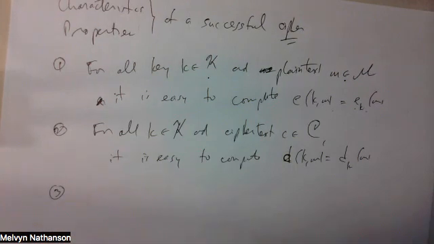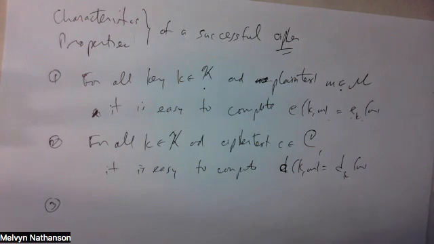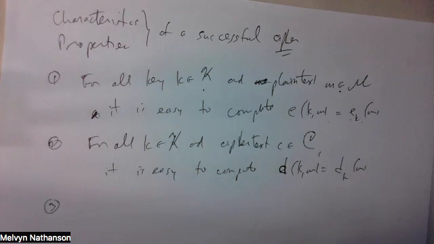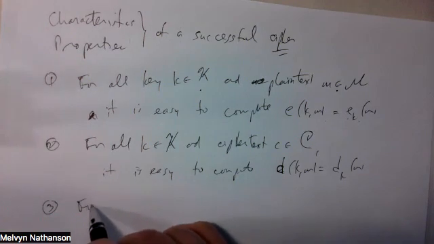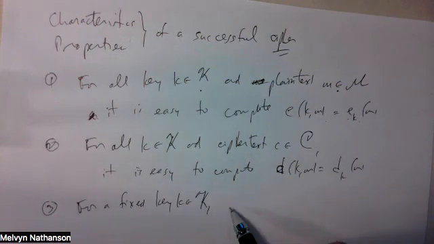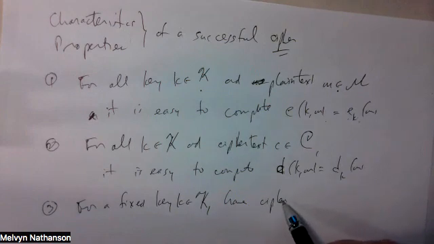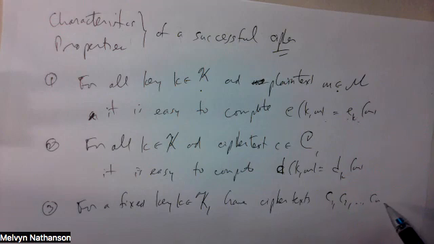And then there are some other properties we would like, because the whole point is to keep everything secret from Eve. We don't want the enemy to intercept and read the message we are sending. The whole point is we want to have secure, secret transmission of our information. So there's an additional property we'd like, which is, suppose for a fixed key K, we have some ciphertexts C1, C2 up to C sub n in C.